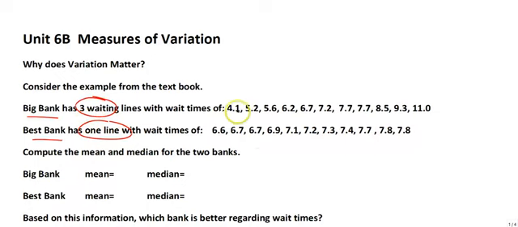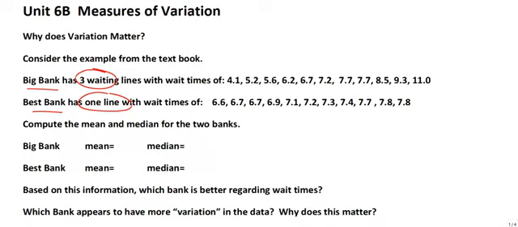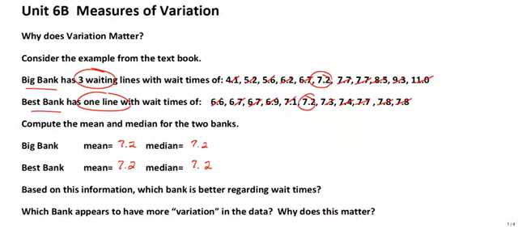Fortunately for us, these are in numerical order, so we don't have to do any rearranging if we're asked to find the median, which we are. We actually want to take those 2 banks and find both the mean and the median. So take a second and do that. When you do the math, you find out that both data sets have the same median and the same mean.